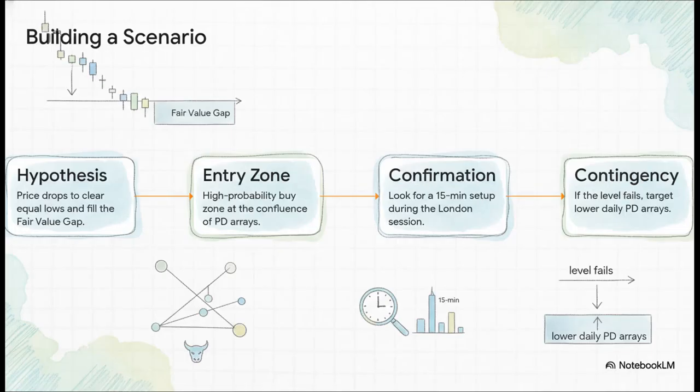So, after all that analysis, here's the game plan we can build. Our main idea is that price will drop to that zone right below the equal lows. That becomes our A-plus entry zone. We'll watch for price to hit that level on a 15-minute chart right around that 3 a.m. news event we spotted earlier. And this is huge. We have a contingency plan. If that level breaks, our idea is wrong, and we know exactly where price is probably headed next.